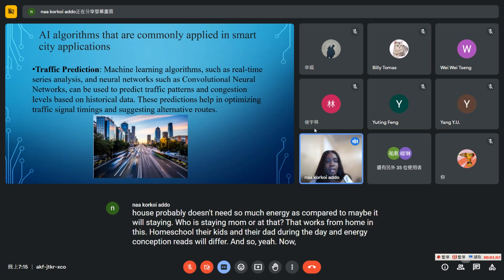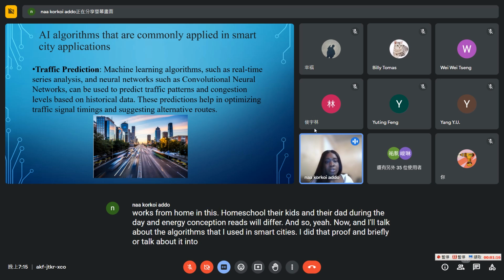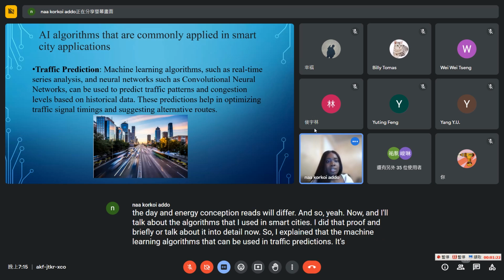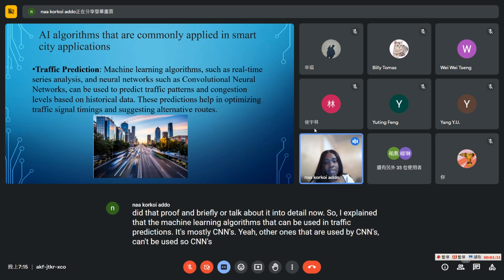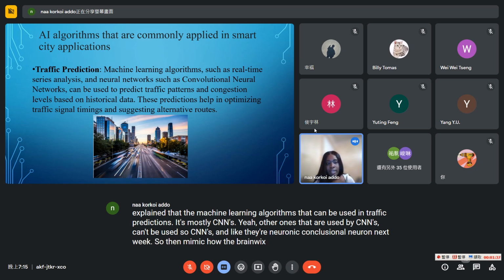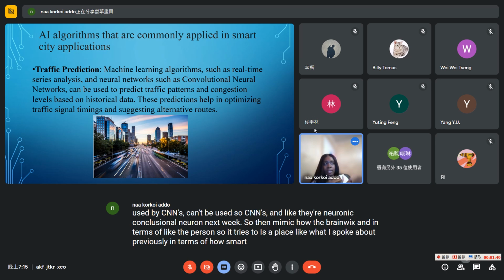Now I'll talk about the algorithms that are used in smart cities. I did that briefly, I'll talk about it in detail now. So I explained that the machine learning algorithms that can be used in traffic prediction are mostly CNNs. There are other ones that are used, but CNNs can be used. CNNs are convolutional neural networks. They mimic how the brain works in terms of patterns. It's a bit like what I spoke about previously in terms of how smart bricks work. That's a bit of CNN.